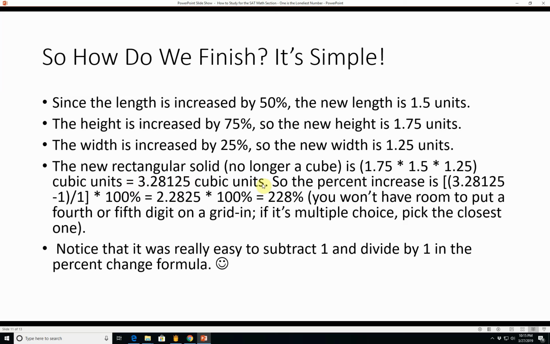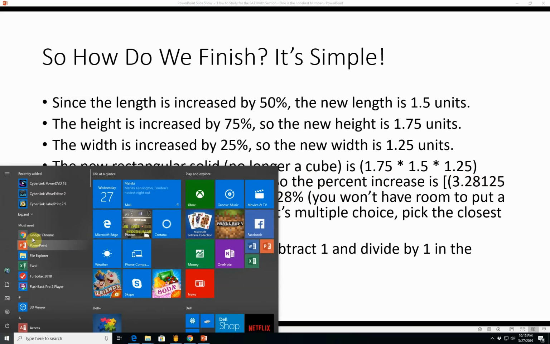which is 3.28125 cubic units. So the percent increase is 3.28125 minus 1 over 1 times 100%, which is going to be 2.28125 times 100%, which is roughly 228%. You won't have room to put a fourth or fifth digit on a grid-in. If it's multiple choice, just pick the closest one.